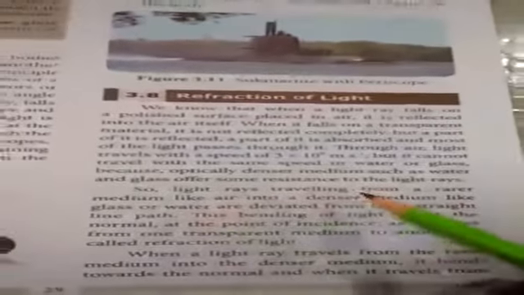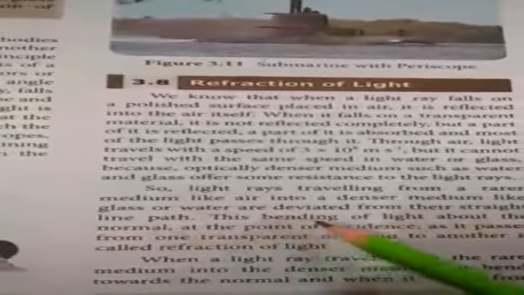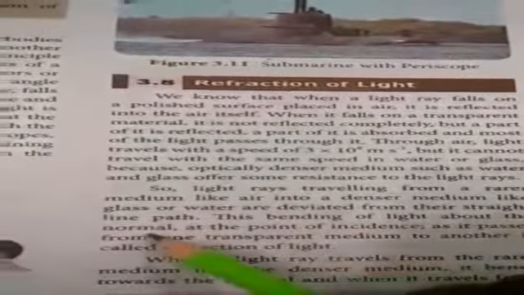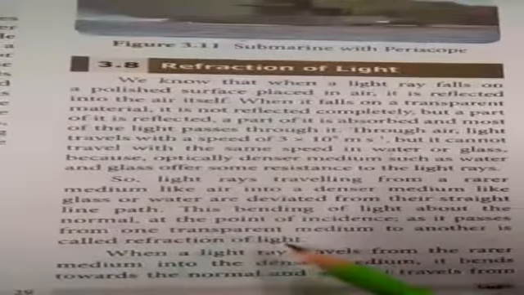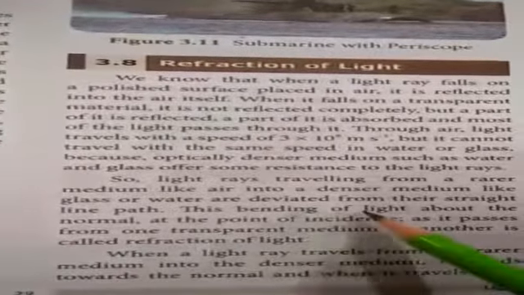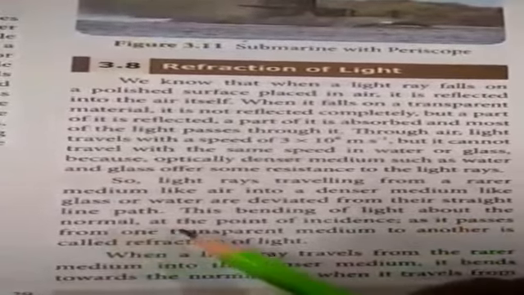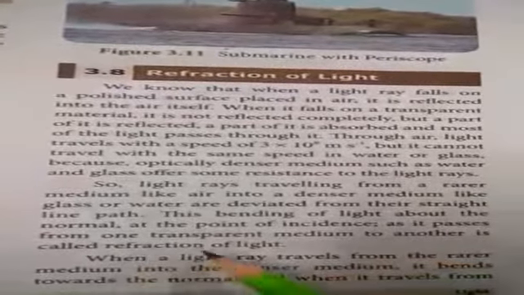You know that light travels in a straight line, but from a rarer medium to a denser medium, it is deviated and does not pass in the straight line path. This bending of light at the point of incidence as it passes from one transparent medium to another is called refraction of light.